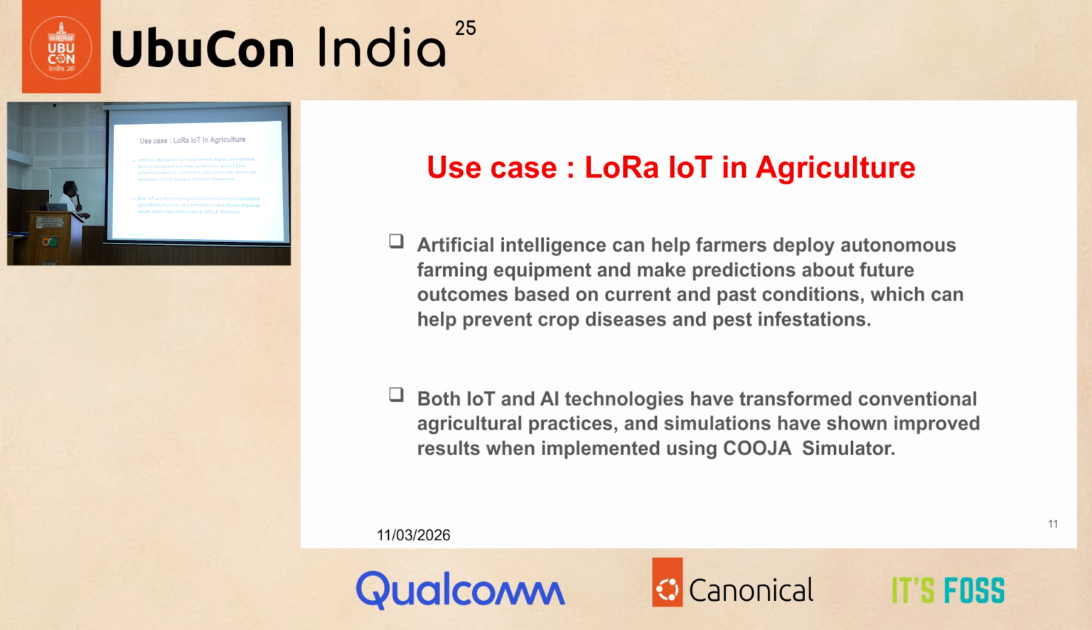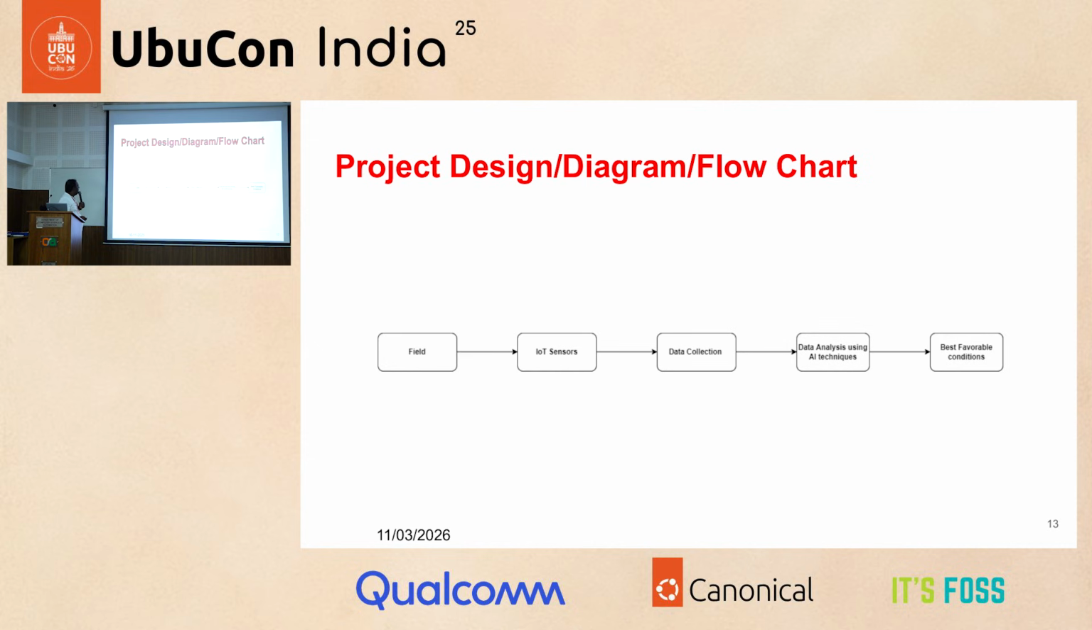And this I'm using in the COOJA simulator. It's one of the open source simulators where you can simulate. So I have my agriculture field, and I'm using my IoT sensors there and collecting the data. Using data analysis and AI techniques, I can put it in the best condition, so I'm going to maximize my crop productivity. Crop productivity is a major issue for all the farmers around the globe, so I'm going to improve it, especially in the rural areas.